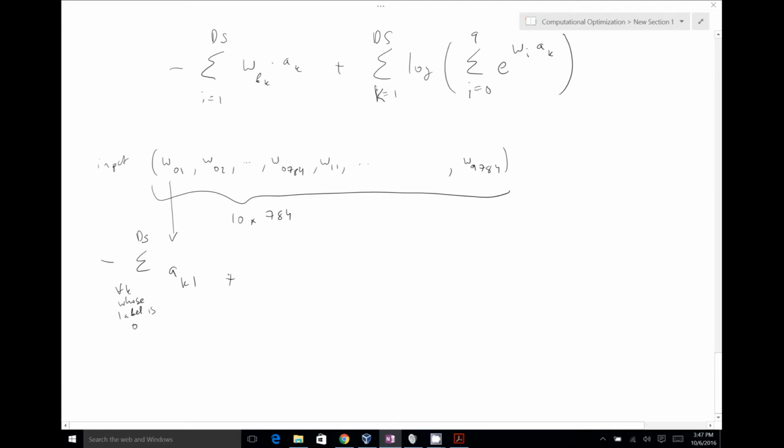Okay, so over here we're going to have the sum from k equals 1 to whatever the data set size is. And now we're going to apply the chain rule. So here I have 1 over the sum from i equals 0 to 9 of e to the W_i a_k, right? So this is just me taking a derivative of the log. And now I have to take a derivative of this, okay? So help me take the derivative of that with respect to W01. What do I get? So I have to do chain rule again, right? So which part of this sum is going to remain and which part is going to go away?